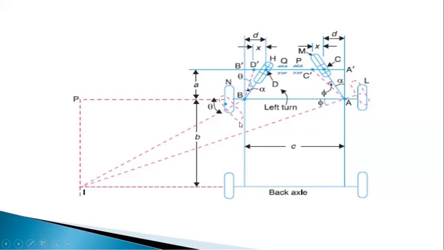By taking the triangles, it forms two types of triangles. From the left side of the wheel, that is the inner wheel, it is formed as IBP. So IBP is the first triangle, and the second one is IAP. IAP is the second triangle from the right side tile.